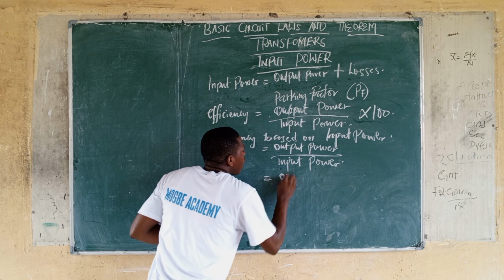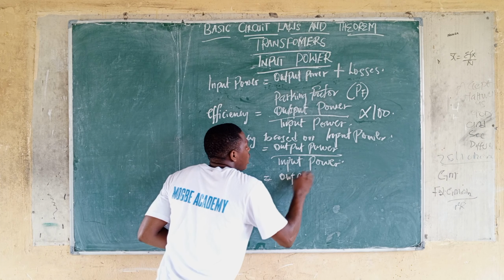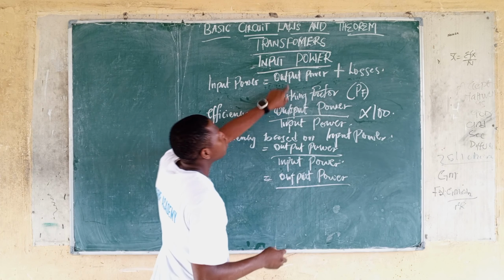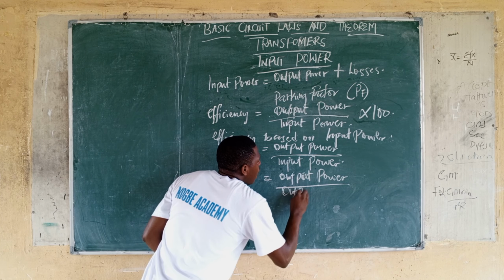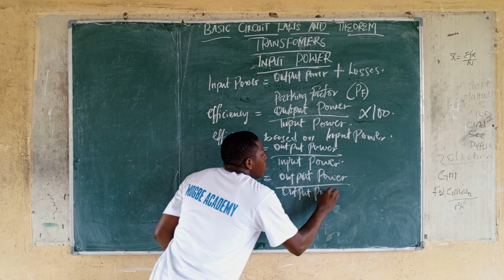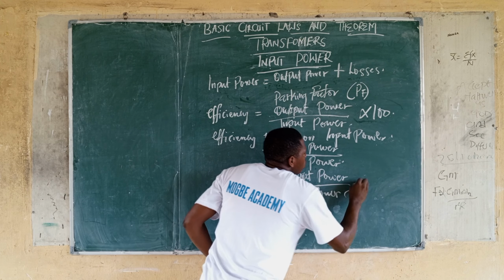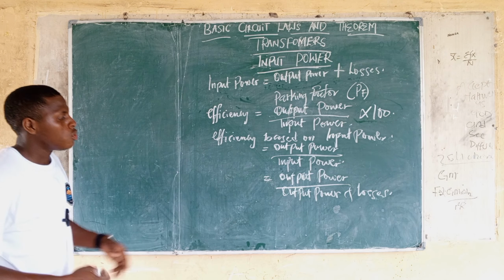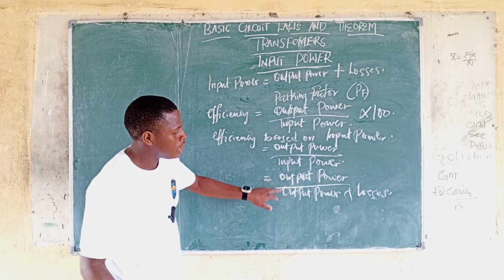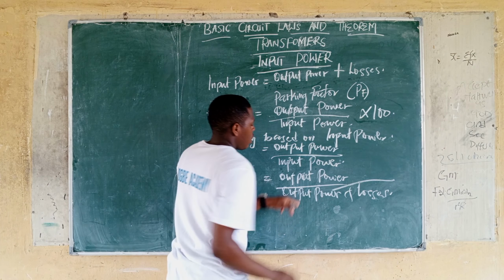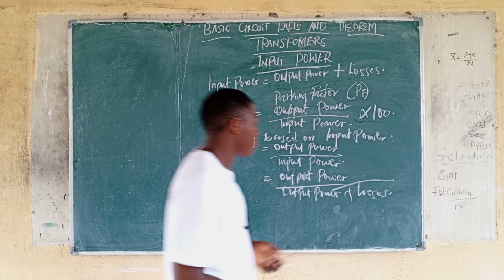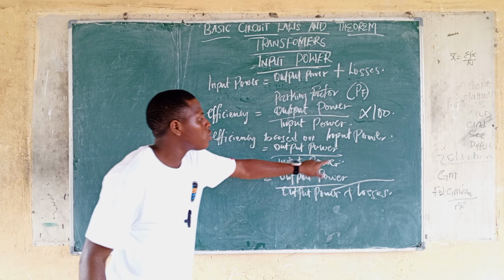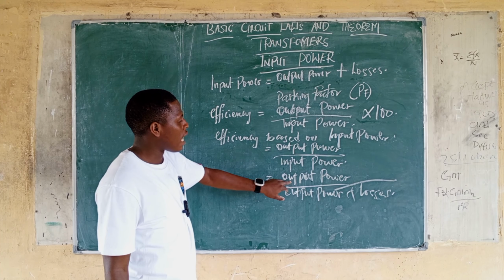Now this will give us output power divided by, what's our input power? Our input power is simply output power plus losses. So you are simply having your output power divided by output power plus losses. So this is how you can calculate for your efficiency based on your input power.